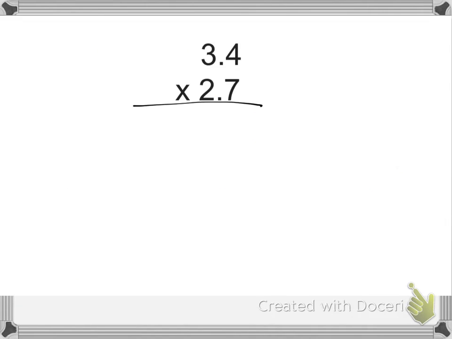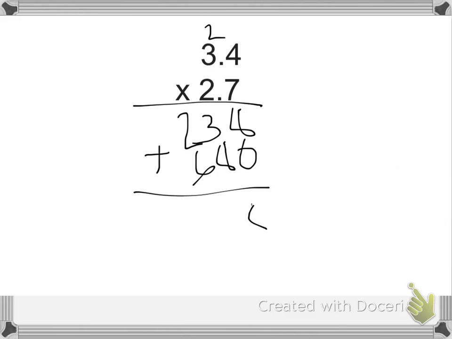Okay, so 7 times 4 is 28. 7 times 3 is 21, plus 2 is 23. Add a 0. 2 times 4 is 8. And 2 times 3 is 6. And you add them together. You get 8, 11, so you carry the 1. 1 plus 2 is 3, plus 6 is 9. And you've got 2 decimals, so you move it over 2 places. The answer is 9.18.